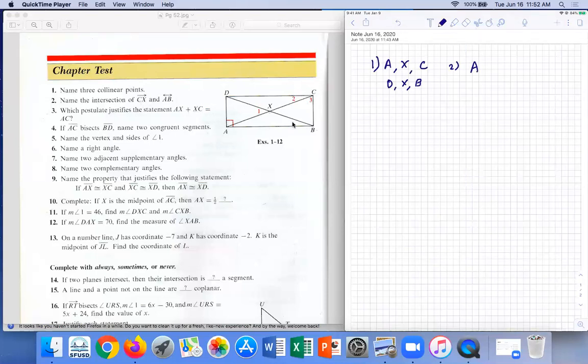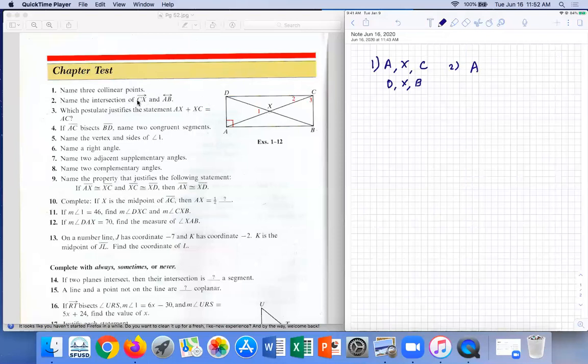With rays, it does matter whether you write XC or CX. They are different rays. CX goes this way. XC would start at X and go in the opposite direction through C, right? So be careful with rays. With lines, it doesn't matter. Line AB and line BA mean the same thing, right? But with rays, you have to be extra careful.